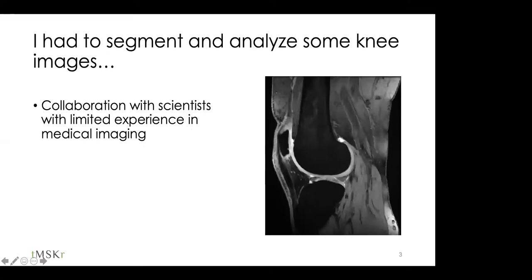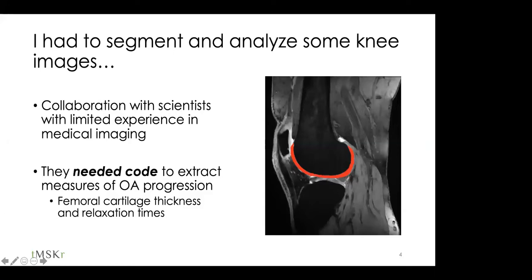It was more or less the middle of 2017, and I was at the Department of Radiology of Stanford University back then. I was given a task to segment and analyze some knee images, which is a pretty common task in the musculoskeletal imaging community. This came out because my group was collaborating with scientists that were interested in analyzing knee images, but they had limited experience in medical imaging. Specifically, what they wanted was some code to extract the measures of osteoarthritis progression. Osteoarthritis is one of the most common diseases of the musculoskeletal system that we analyze and work on.